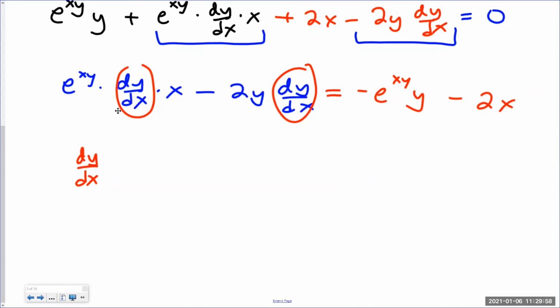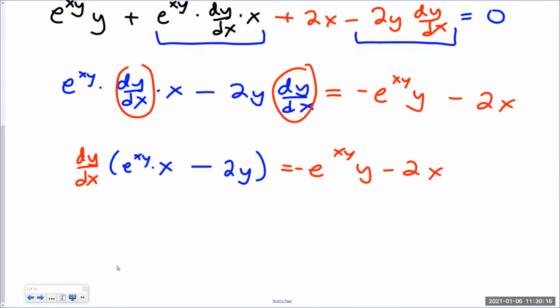And then when I take out a dy dx from this term, I get e to the xy times x minus, when I take out a dy dx from this side, I just have 2y left over. On the right side, I have equals negative e to the xy times y minus 2x. Anybody have any idea how to solve for dy dx? Divide both sides by this big blue thing right here. So I'm going to divide this by e to the xy times x minus 2y. So let me rewrite it so it's a little neater.